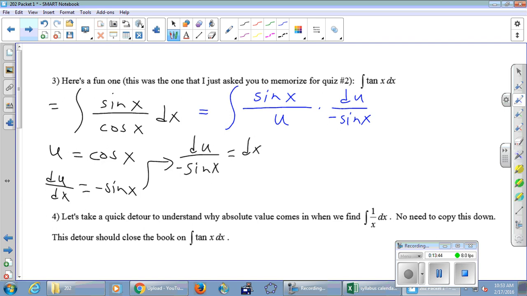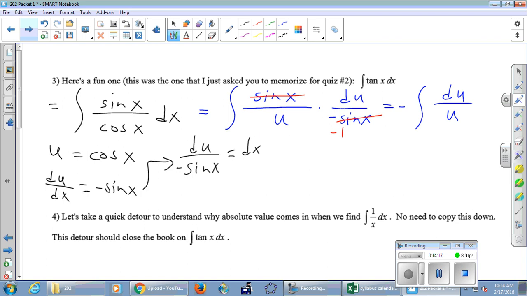And then we hope that anything with x in it disappears. Does it in this case? It does, right? Sine of x, just left with a -1 down at the bottom. So this integral becomes du over u, -1 at the bottom. I'm going to pull outside. That's just a negative in the front of the integral. So negative integral du over u.